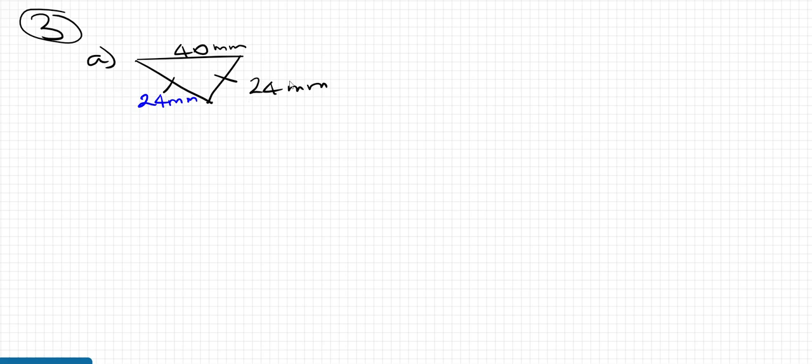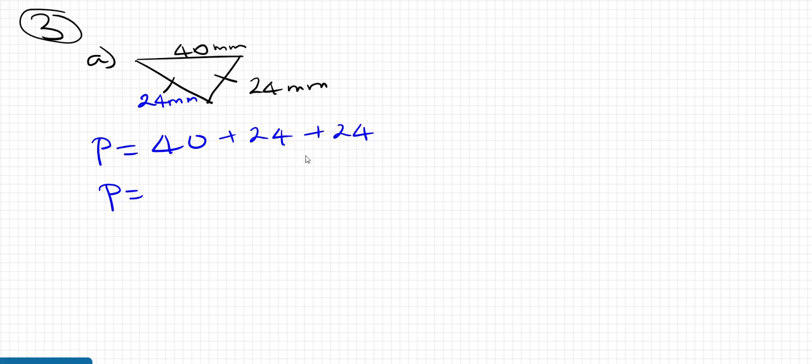Alright, so now that I know what all of my sides are, to find the perimeter, P is equal to, I just add up all the sides. So I have 40 plus 24 plus 24. Okay, so we can add these up using an algorithm, or if you just want to double 24, it's up to you. So I'll just do it this way.